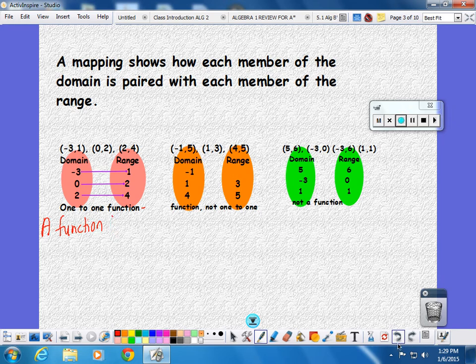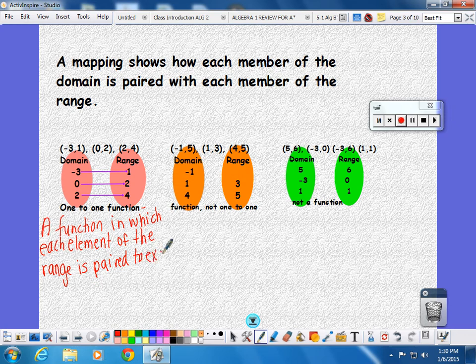Let me word that better. In which, I would write this down if I were you, each element of the range is paired to exactly one element of the domain. So it goes both ways. Each one of them are one-to-one. One domain or one abscissa for one ordinate for one abscissa. They are one-to-one. Not just a function, but a special type, a one-to-one function.